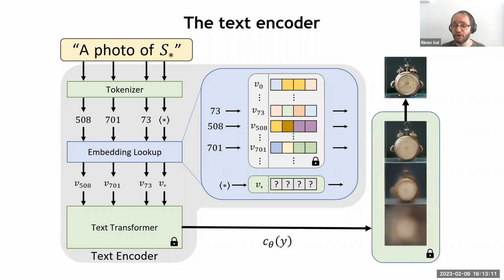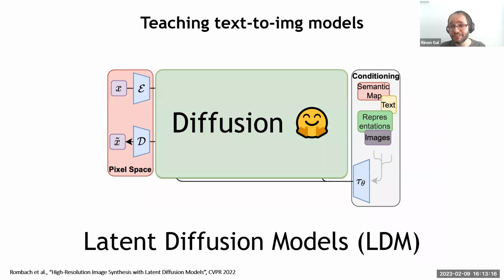Okay, so I hope that was clear enough, because actually that's pretty much it. That's the entire idea. We're keeping pretty much everything else frozen, and we're just learning this tiny embedding vector at the input of the text encoder. And we'll see that these text-to-image models are so expressive that this is already enough for many tasks.